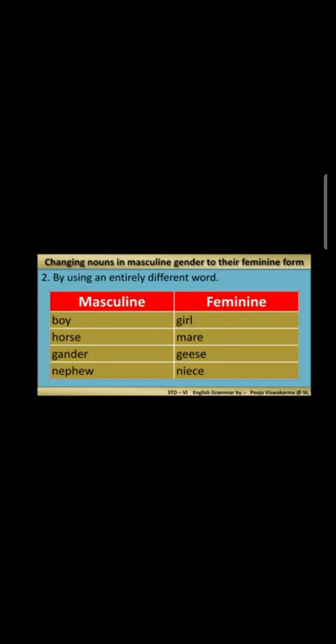Next, nephew, niece. So these are the examples for this second formation. Look at the feminine words. These feminine words are entirely different from masculine, right? Yes. So this is called by using an entirely different word. Next, move to the third one.